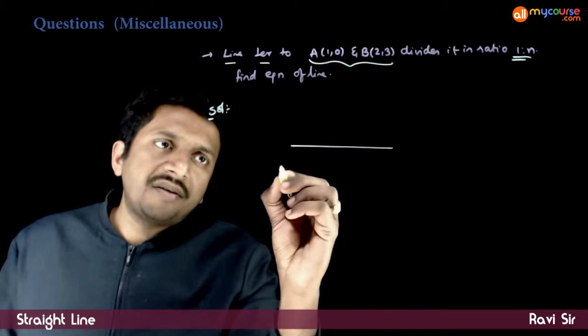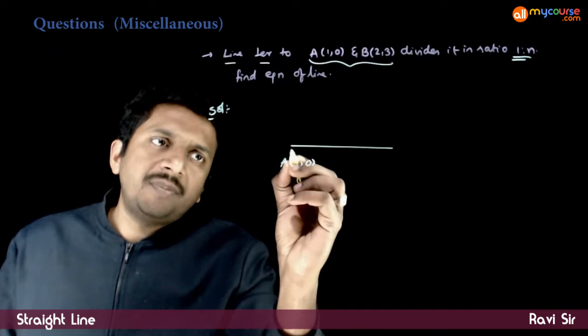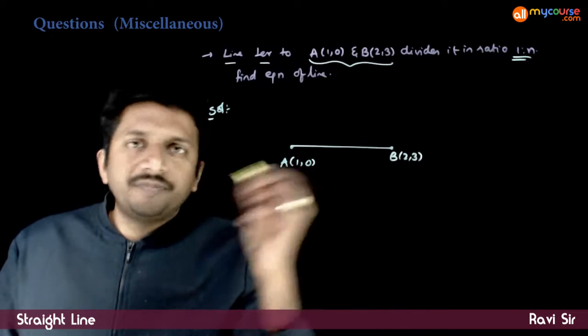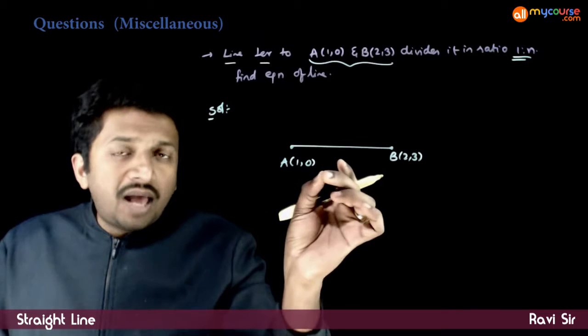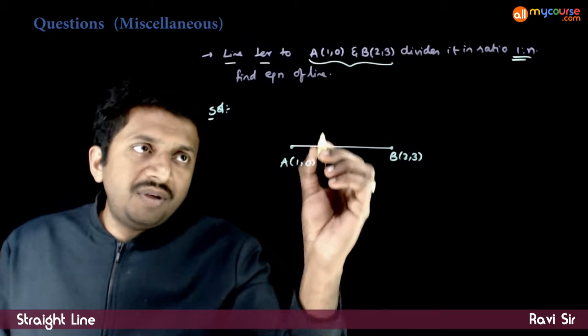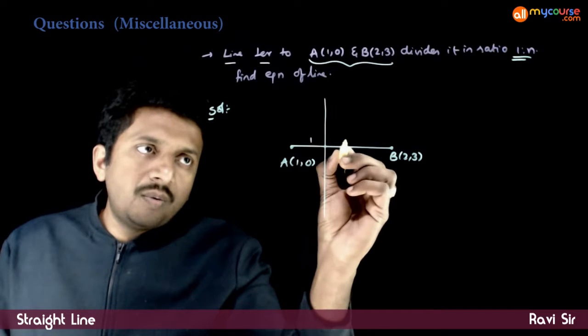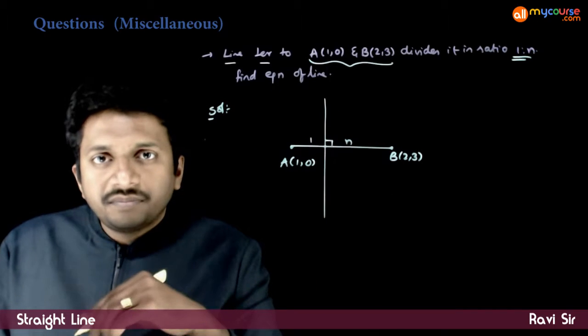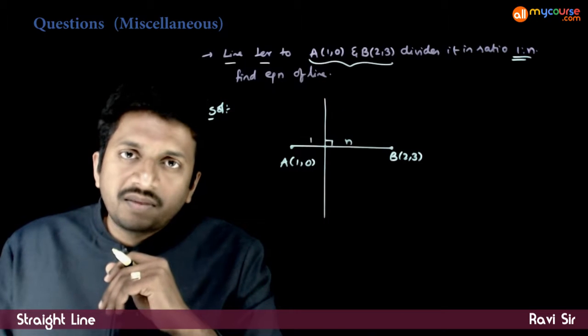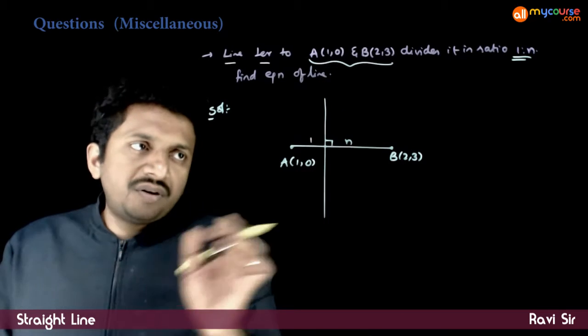That means if you have a line segment joining A(1,0) with B(2,3), I want a line perpendicular to this line which divides AB in the ratio 1:n. So you're asked to find the equation of this line. So again, a very straightforward question.